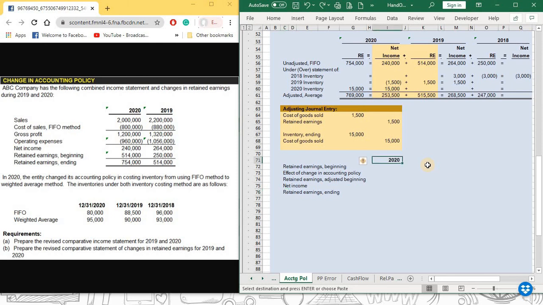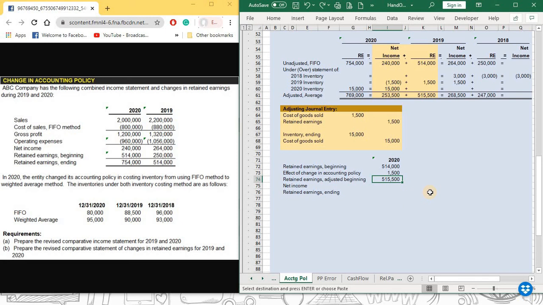So now let us start with 2020. The retained earnings at the start of 2020, which is unadjusted and still at FIFO method, is 514,000 pesos. This is the unadjusted retained earnings at the end of 2019 under FIFO method. And what is the effect of the change in accounting policy on the 514,000 pesos? That is 1,500. So the effect is a positive 1,500 pesos in order to arrive at an adjusted retained earnings beginning in 2020 of 515,500. So 514,000 plus 1,500 equals 515,500.